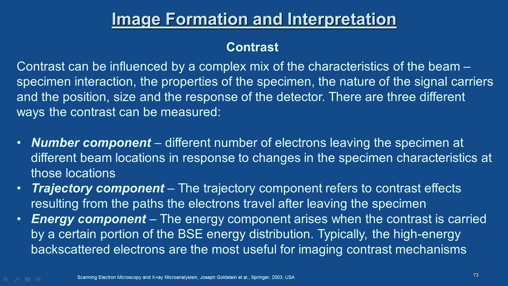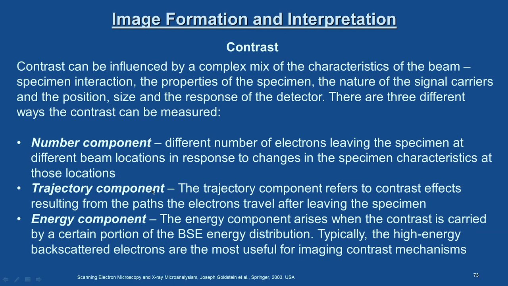Contrast can be influenced by a complex mix of the characteristics of the beam specimen interaction, the properties of the specimen, nature of the signal carriers, and the position, size, and response of the detector. There are three different ways the contrast can be measured. One is the number component, that is a different number of electrons leaving the specimen at the different beam locations in response to the changes in the specimen characteristics at those locations.